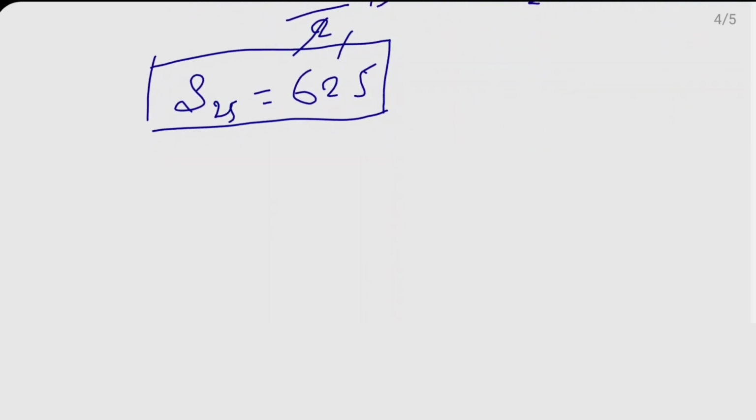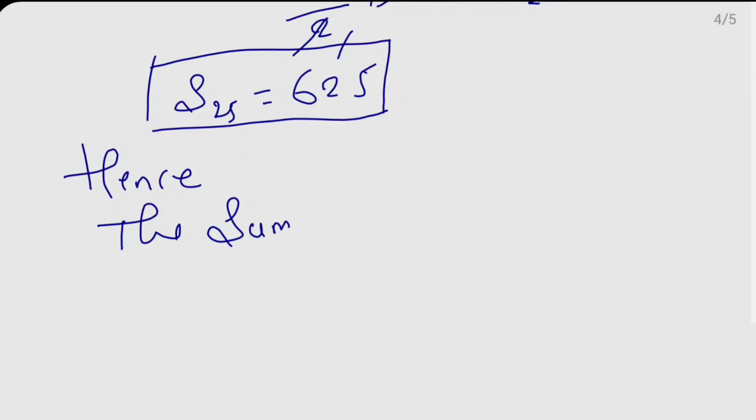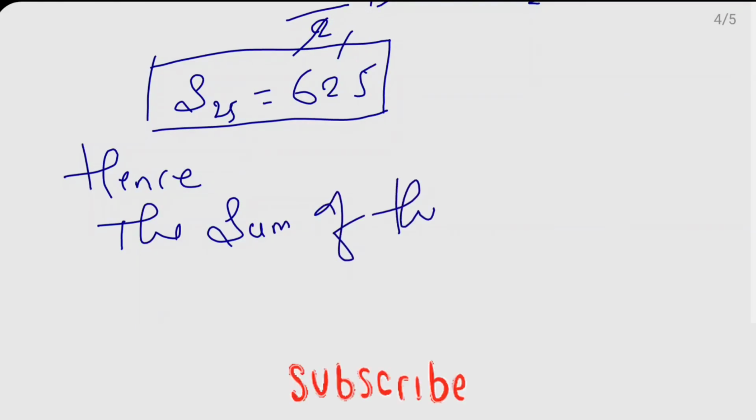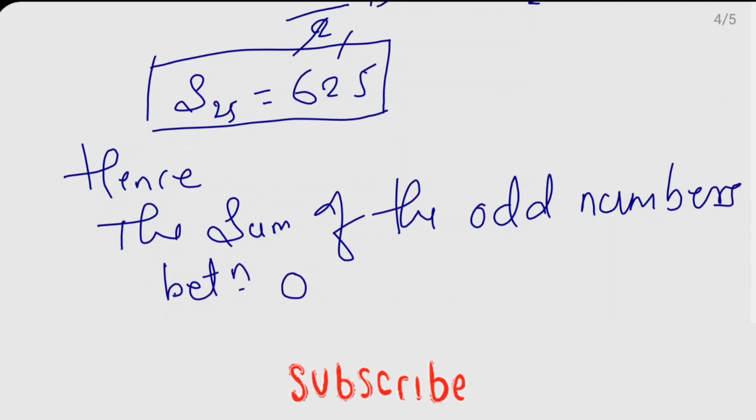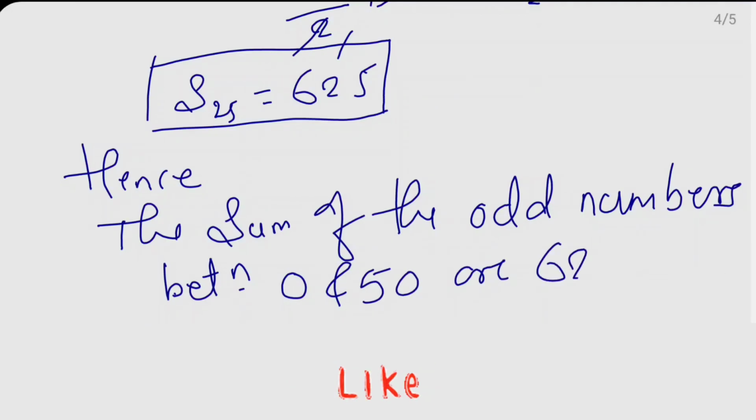So write down the conclusion here. Hence the sum of the odd numbers between 0 and 50 is 625. Is it clear?